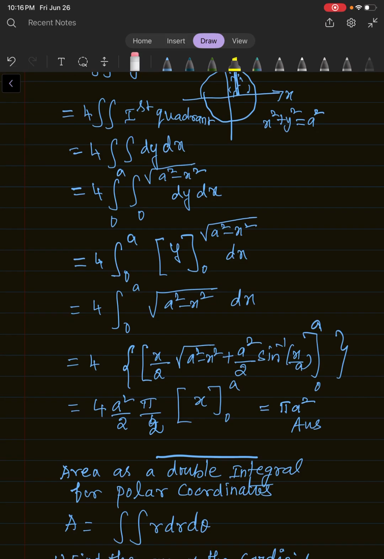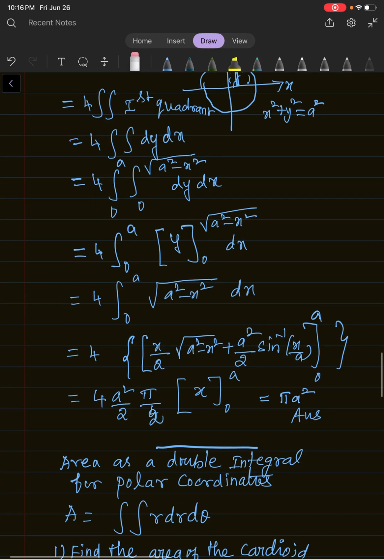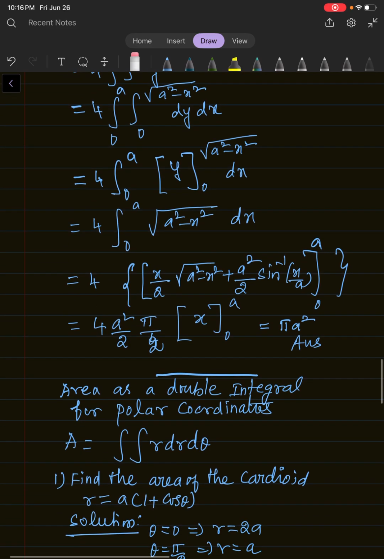Therefore, we are getting 4 into integral from 0 to a square root of a square minus x square into dx. So, find the integral of this. Standard formula is available for integrating this. So, x by 2 square root of a square minus x square plus a square by 2 into sin inverse x by a. Apply the limit 0 to a.